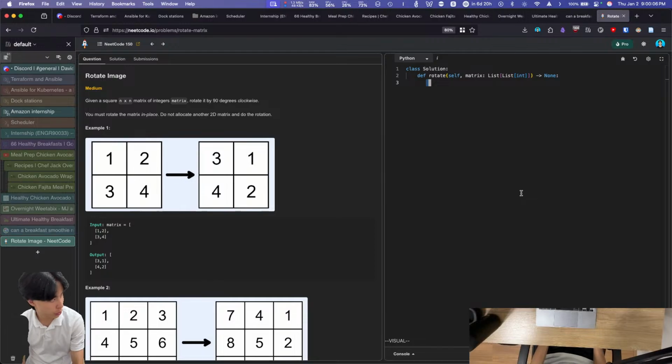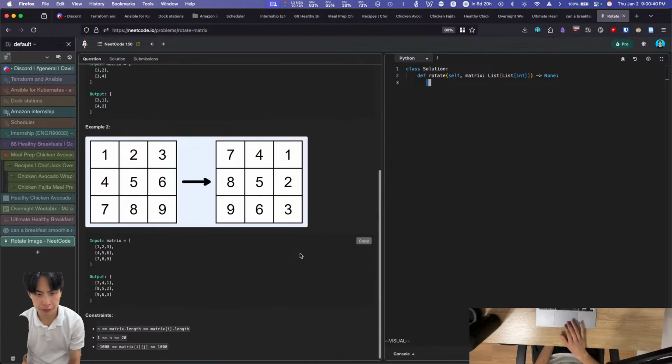Rotating image. So, given an n by n matrix of integers, rotate it by 90 degrees clockwise. Must rotate the matrix in place. Do not allocate another 2D matrix and do the rotation. In place. Okay.